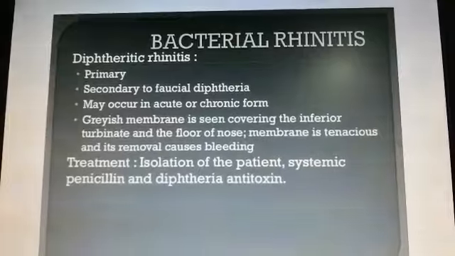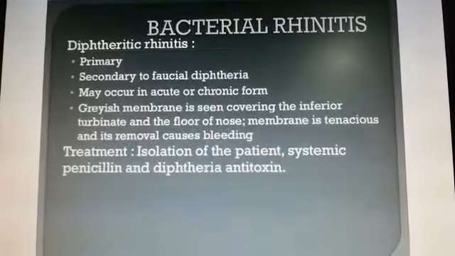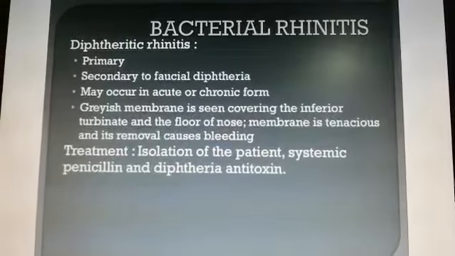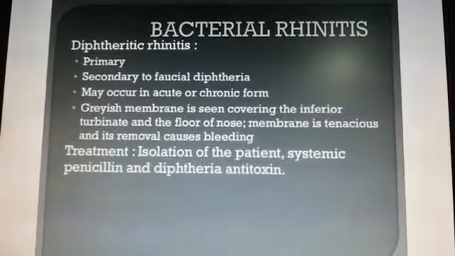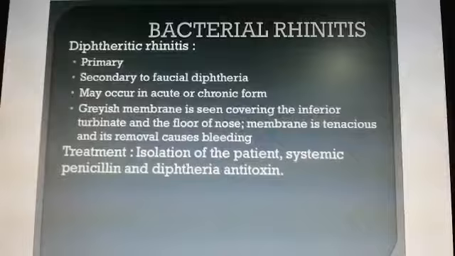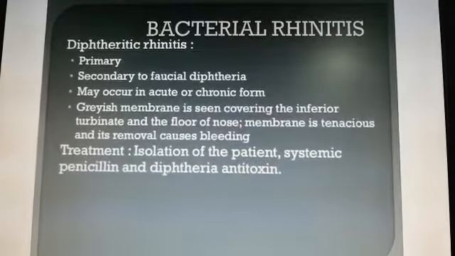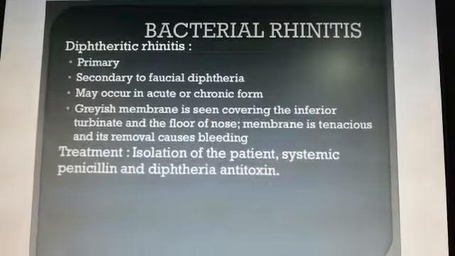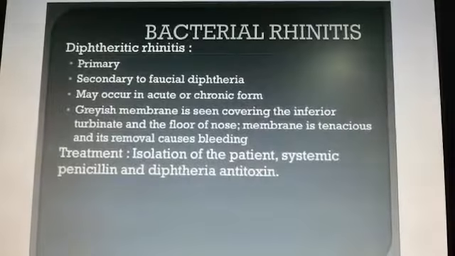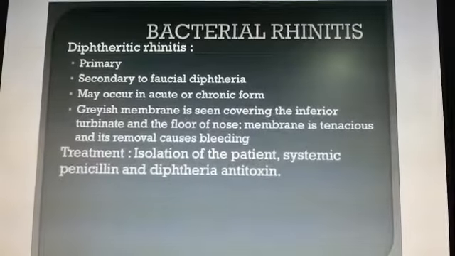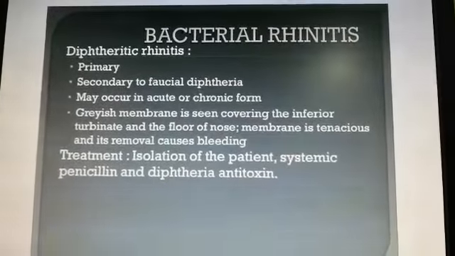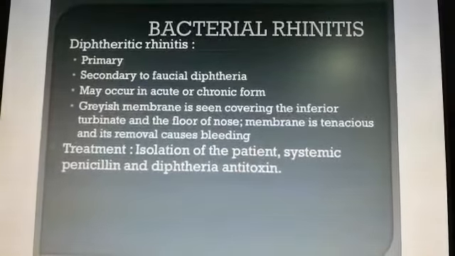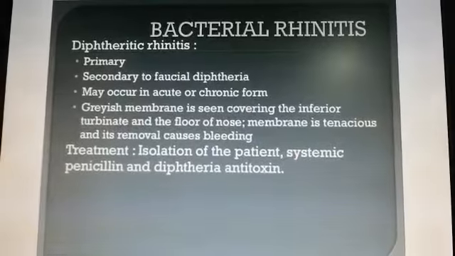So regarding the second type, that is the secondary bacterial rhinitis, it is due to invasion or infection with a bacteria which occurs in a patient who is having viral rhinitis. So it is a superimposed or supervening bacterial infection. The patient is already having an acute viral rhinitis, and then there is a secondary invasion or supervening infection by a bacteria that leads to a secondary bacterial rhinitis.